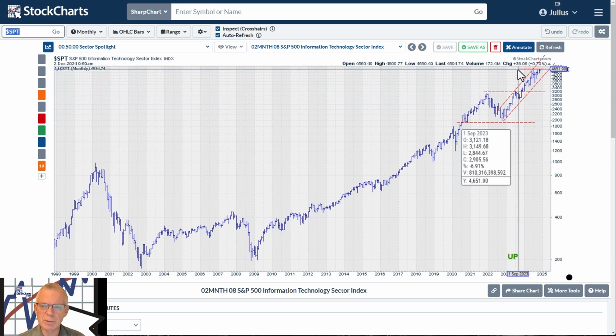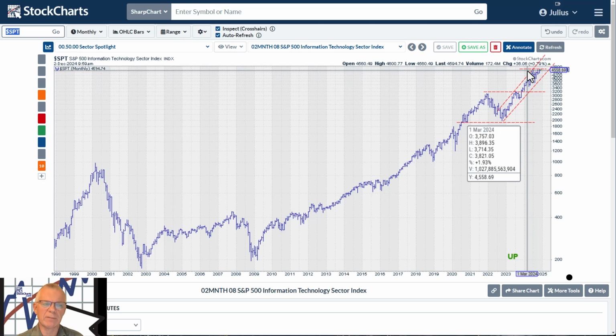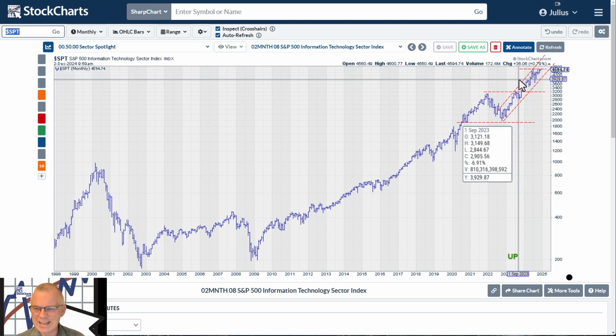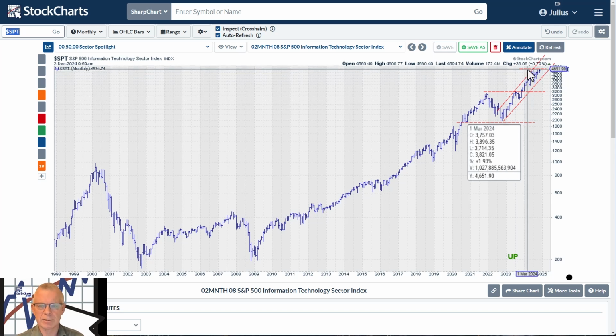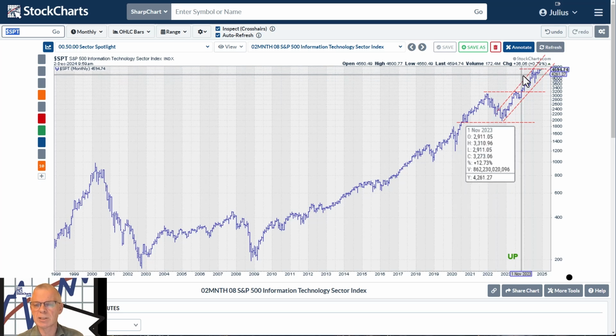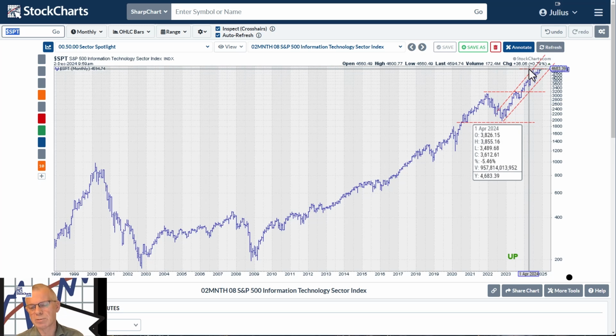And we're now pushing against that overhead resistance that was set back in June. That is around 4,500. 4,500 on the information technology sector index is an important level. Right now, the market is under pressure there. You see resistance, so there's supply coming to the market around this level. It's already a couple of months old. In order for this trend to maintain its momentum, we should see a break higher.